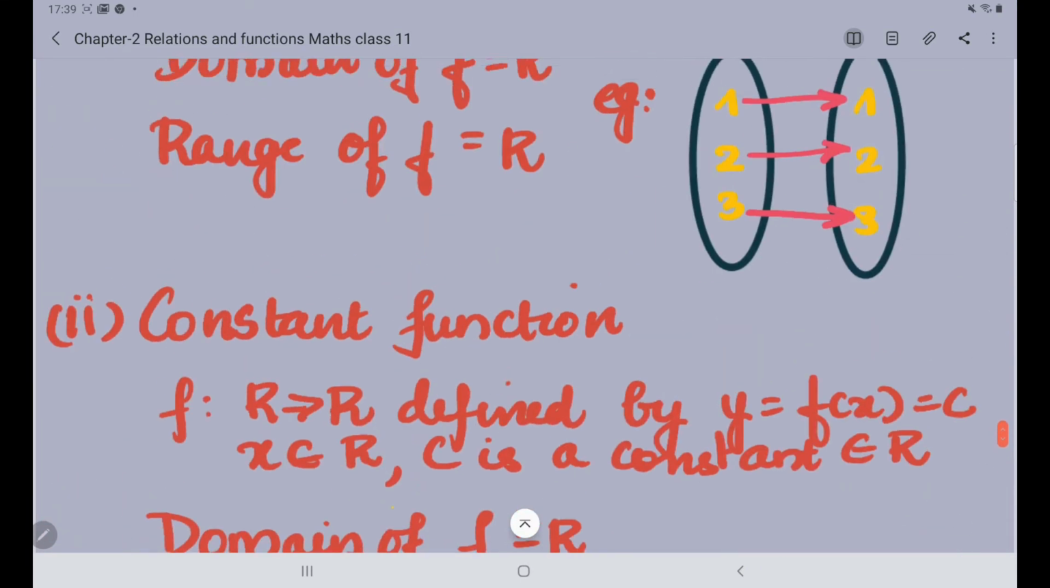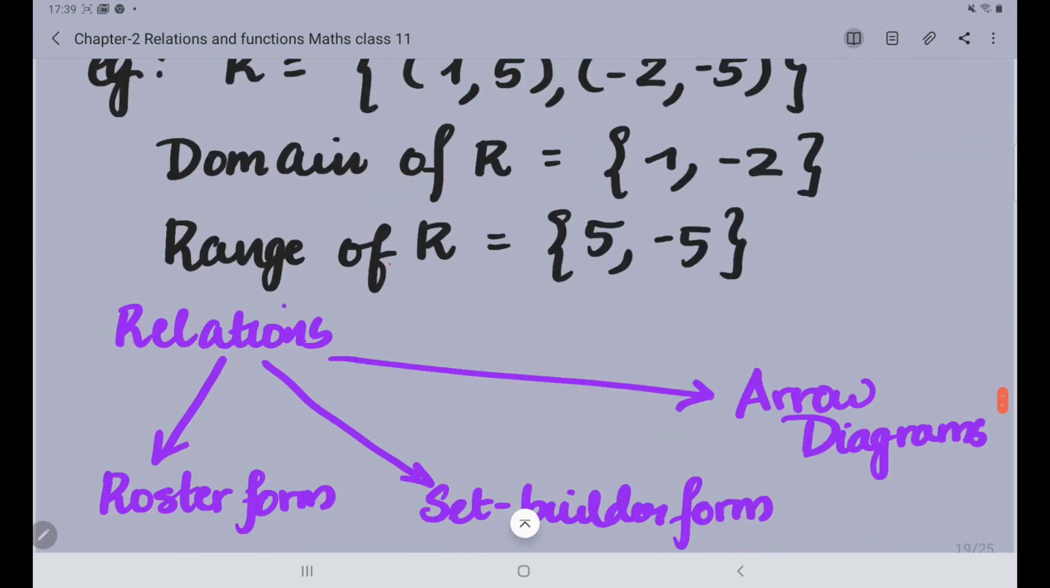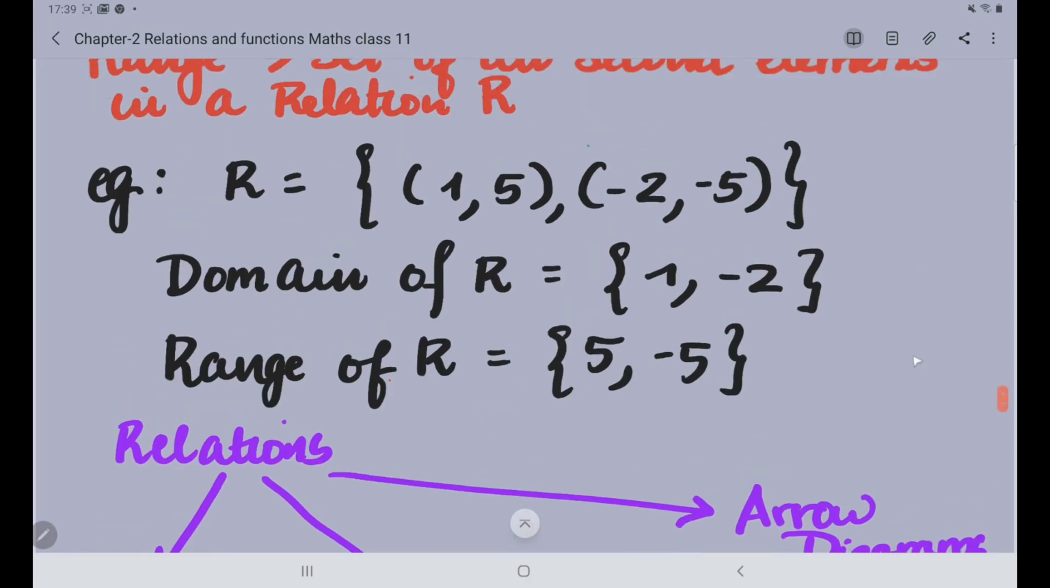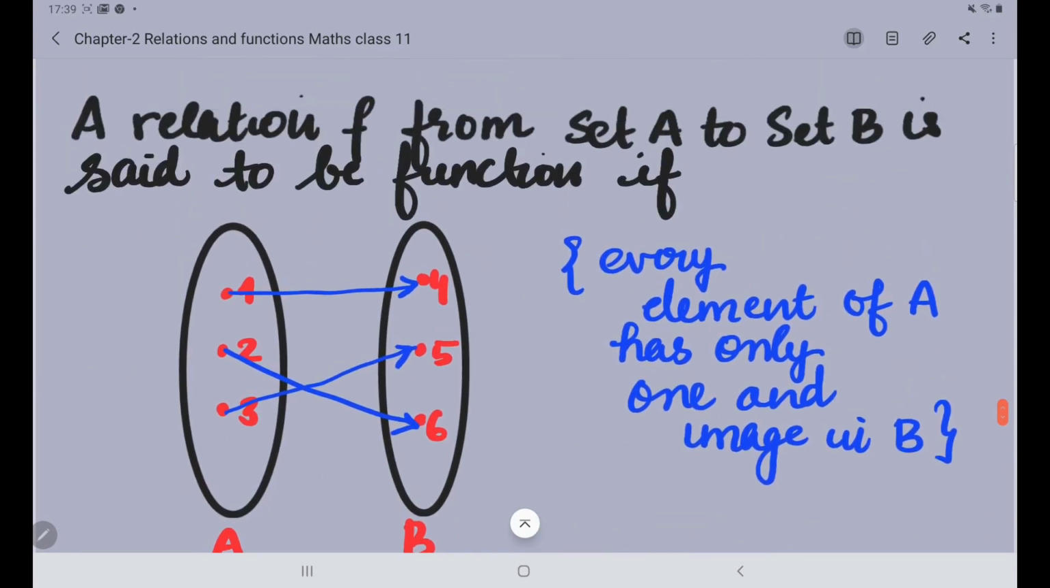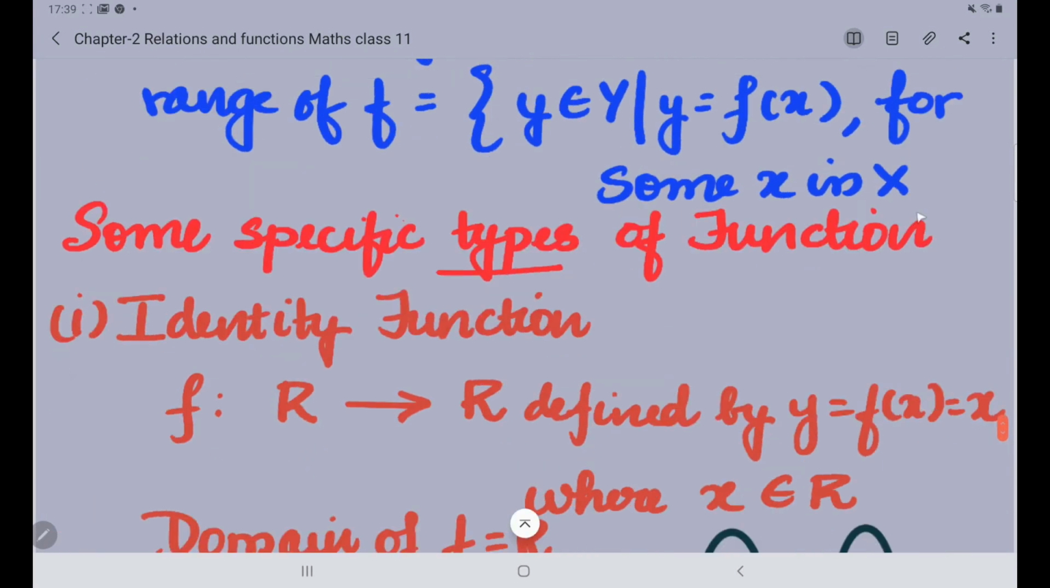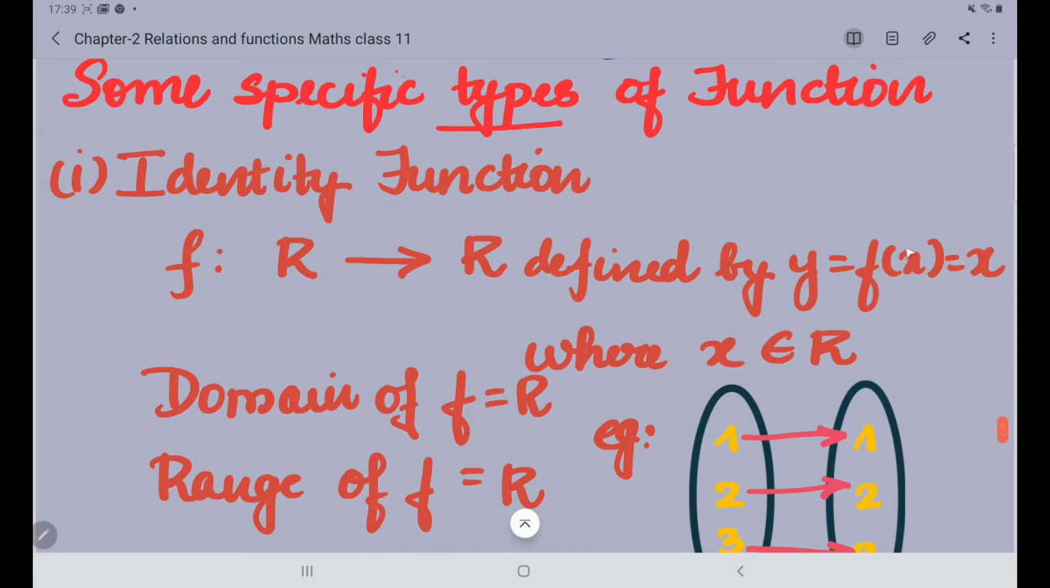Before that, let's recall what a relation is. A relation from set A to set B is a subset of the Cartesian product A cross B. And what is a function? A function f from set A to set B is a function if every element of set A has only one image in set B. Then we have learned about what a domain and a codomain are. Now we will learn about some specific types of functions.